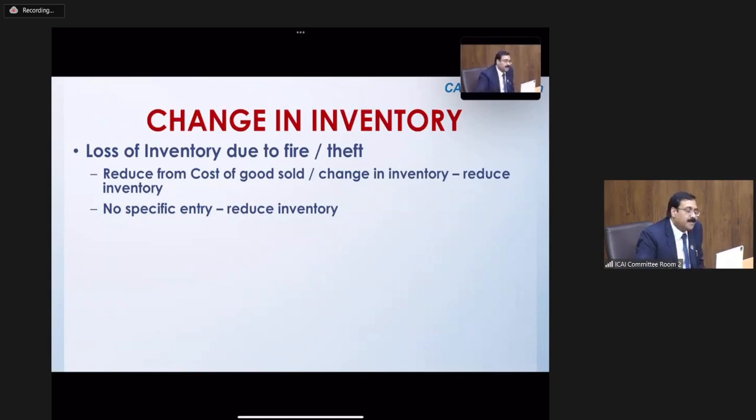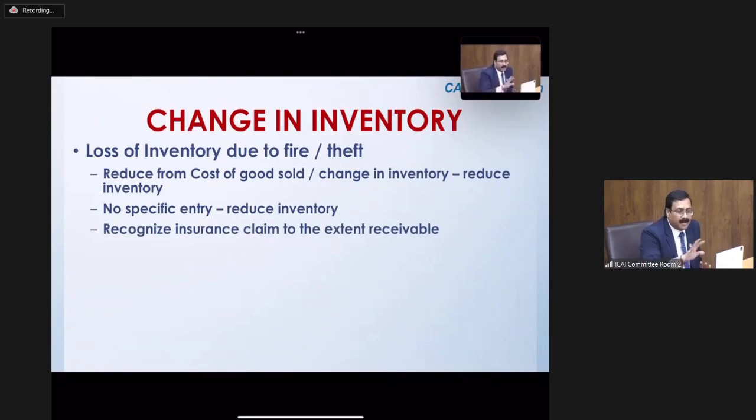In the first case, there would be a line item separate. We'll reduce from the cost of goods sold or change in inventory and say loss due to theft, loss due to fire. So changing heads from debit to debit side, crediting the cost of goods sold and debiting my loss in inventory due to fire or theft. So it would be like that. And in case there is an insurance claim, of course, you have to recognize the insurance claim to the extent it is receivable, as per my other accounting standards. To that extent, you have to do that. So this is one of the very, very important points.